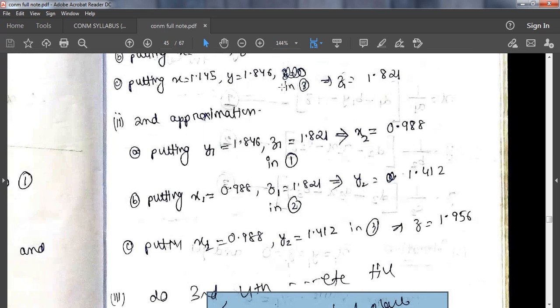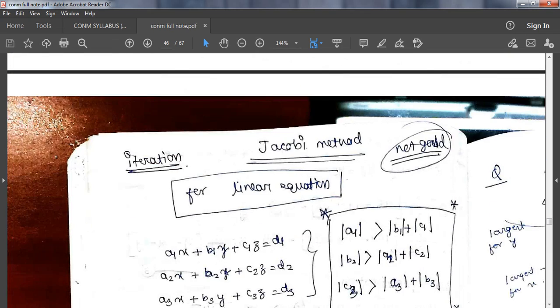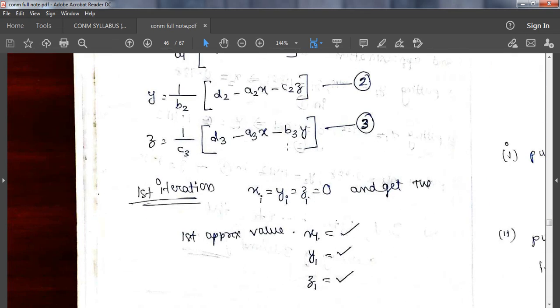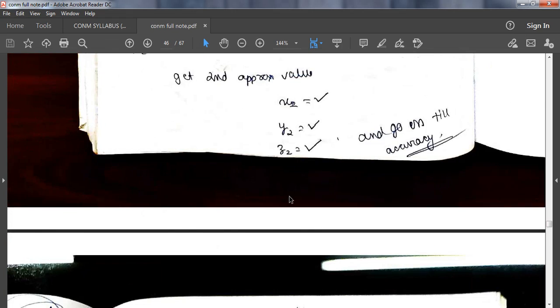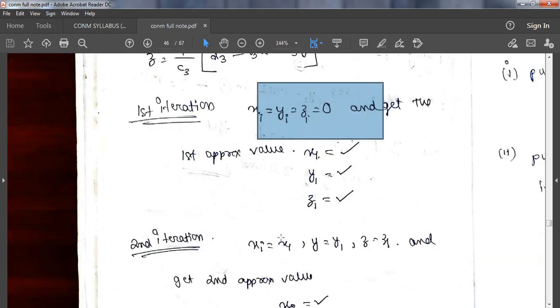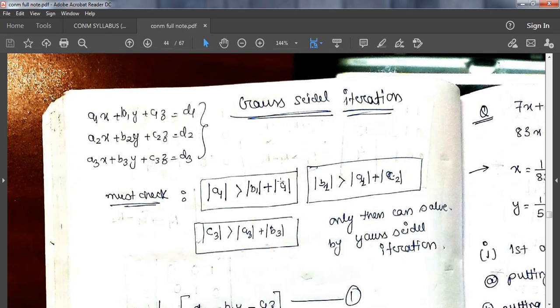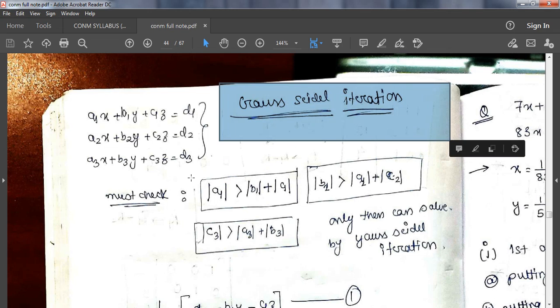The only difference between the Jacobi method and the Gauss-Seidel method is that in the Jacobi method, I was taking them to be constant. In the first iteration, all of them were 0. Then I took the values and put them back in the second iteration. But in the Gauss-Seidel method, they are updated at each step. So it is quicker. It gives you a result in very few iterations. So this is better than my Jacobi method.